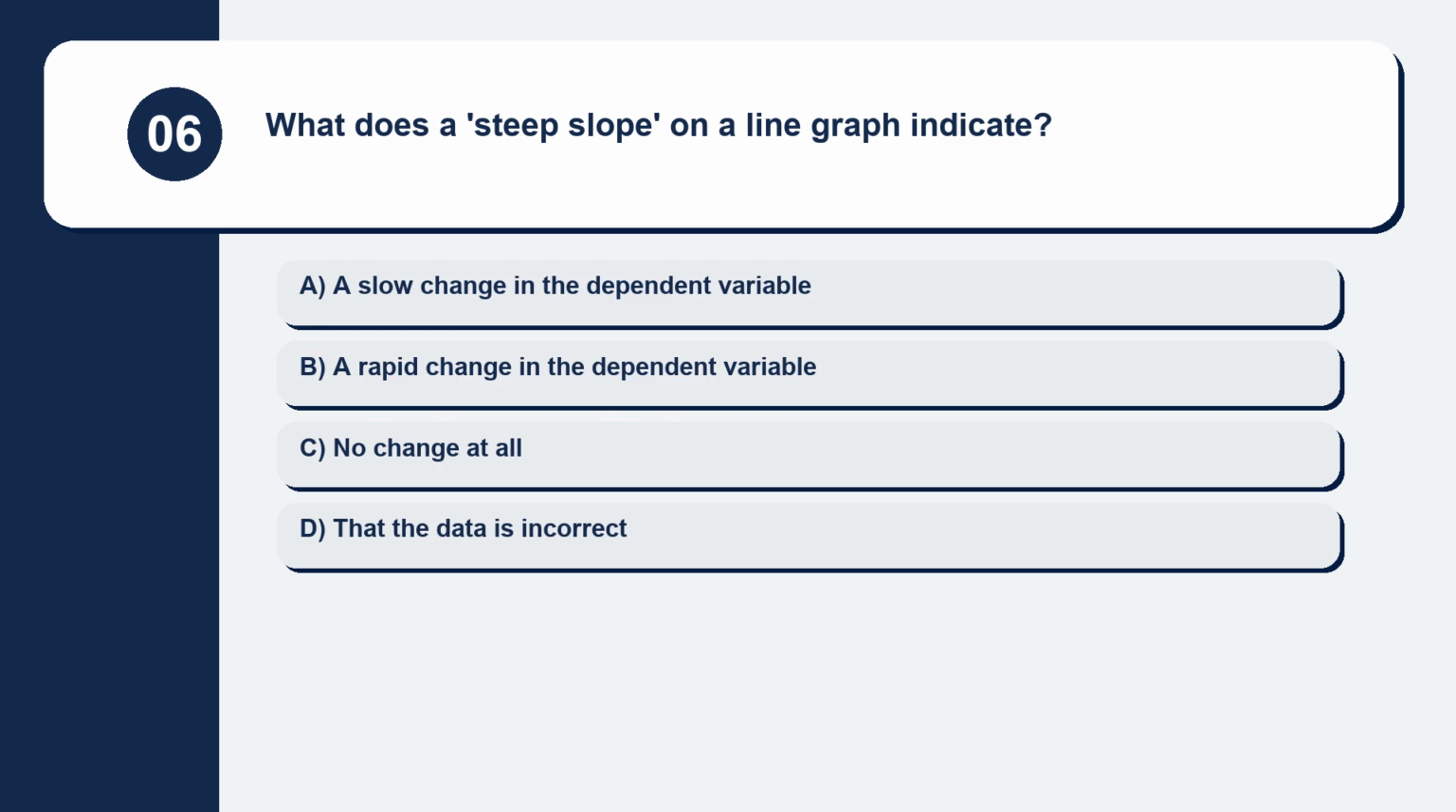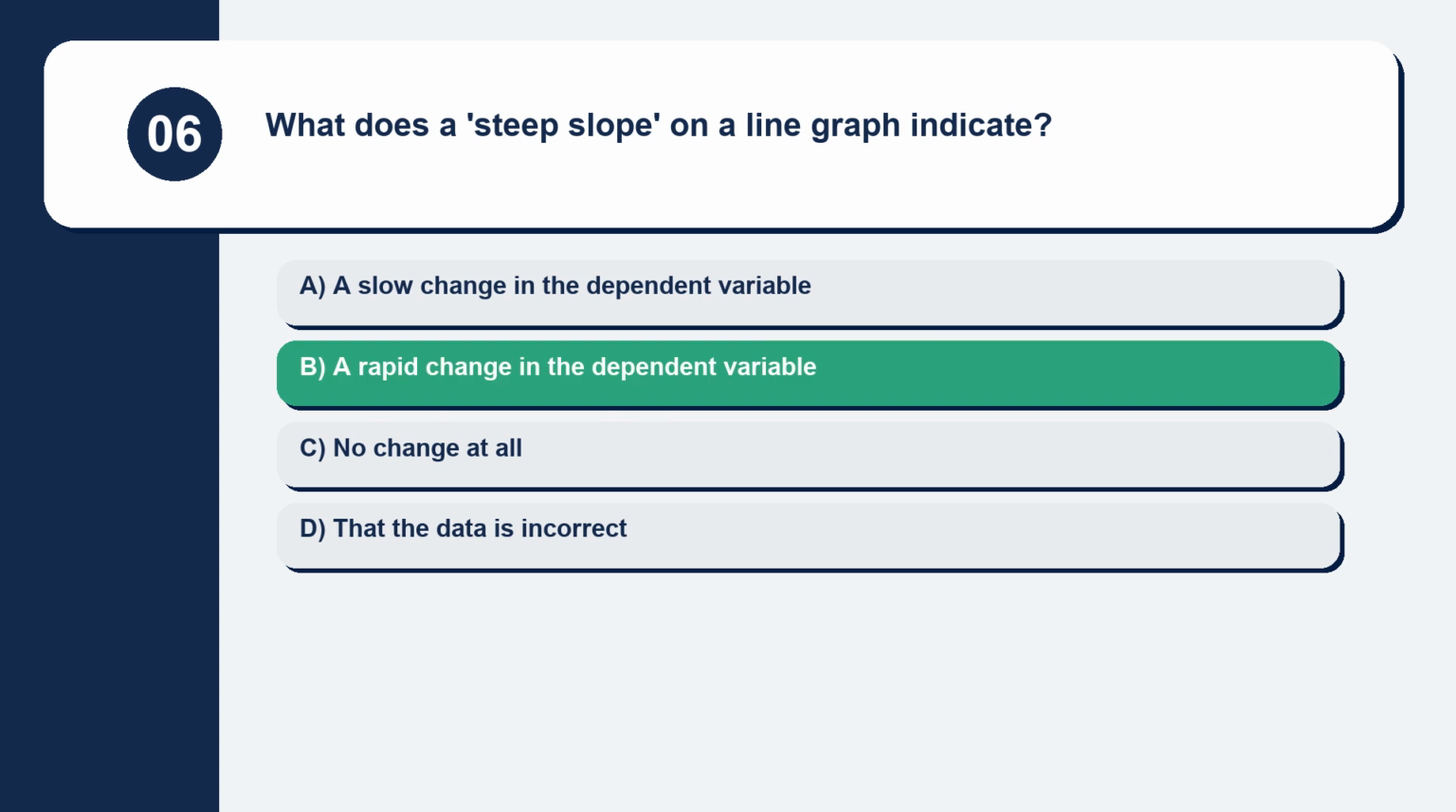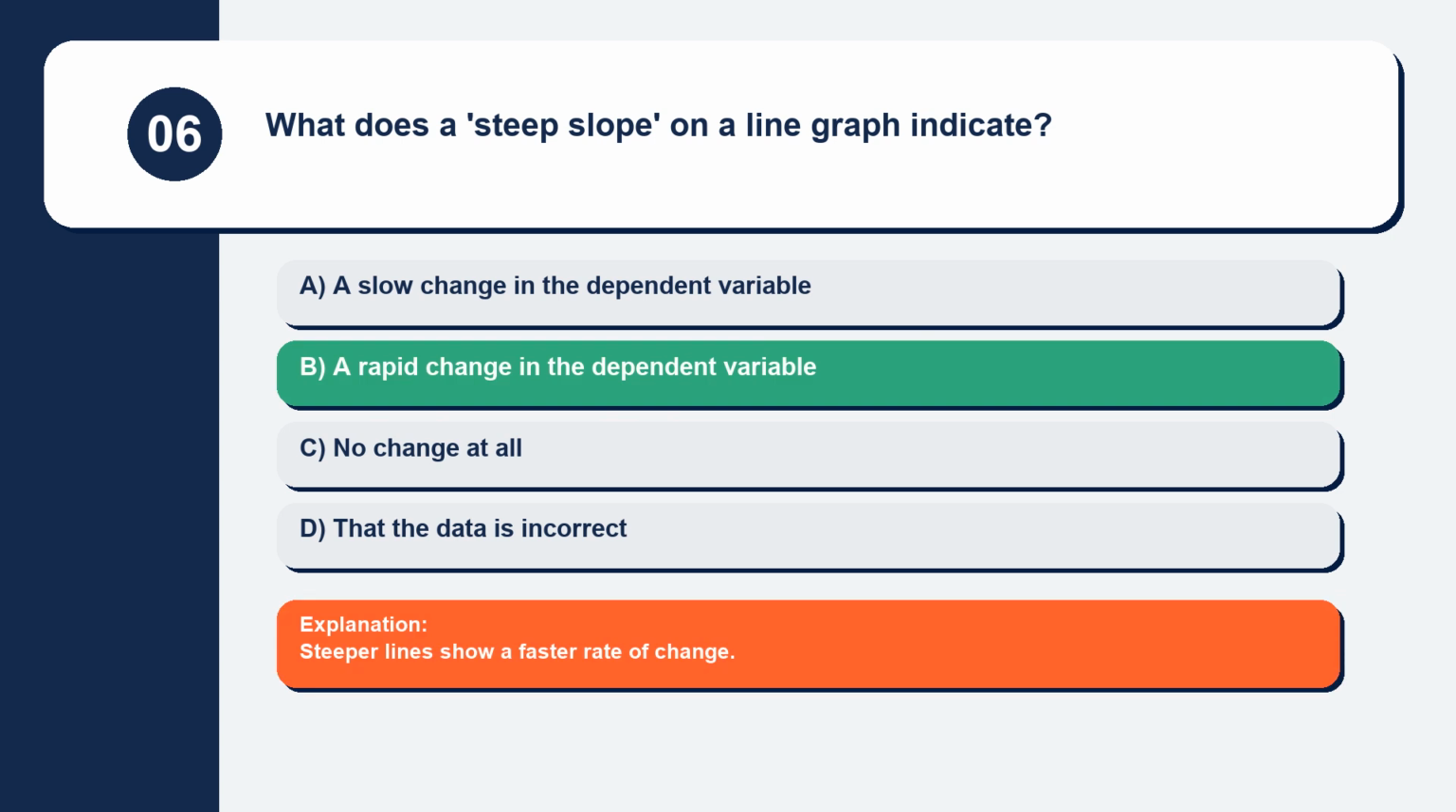Question 6. What does a steep slope on a line graph indicate? A slow change in the dependent variable. A rapid change in the dependent variable. No change at all. That the data is incorrect. Steeper lines show a faster rate of change.